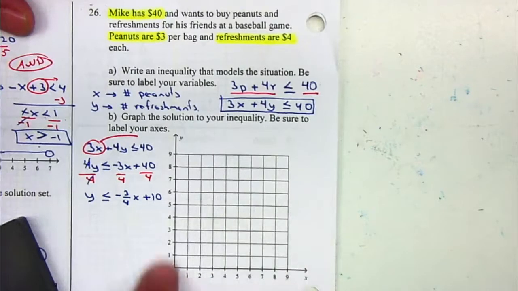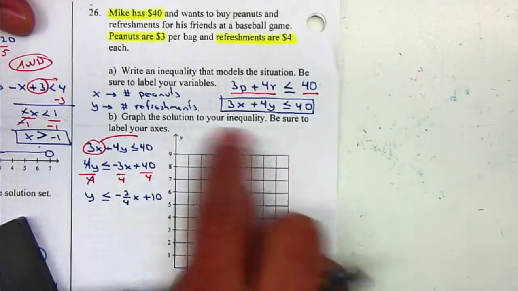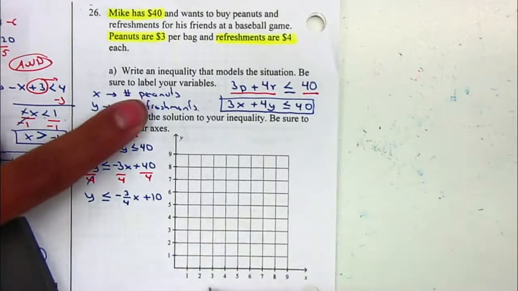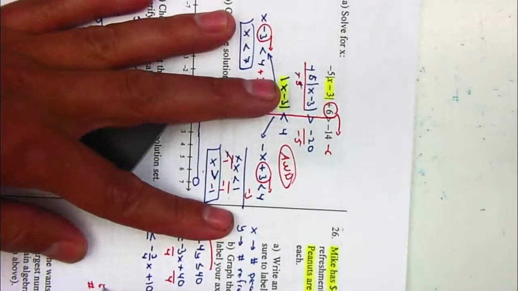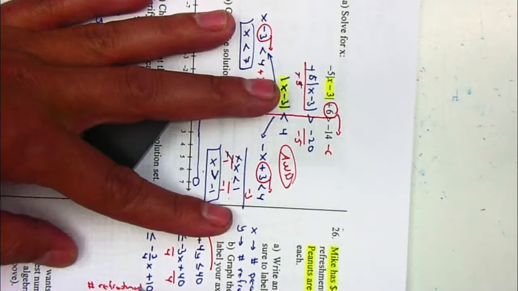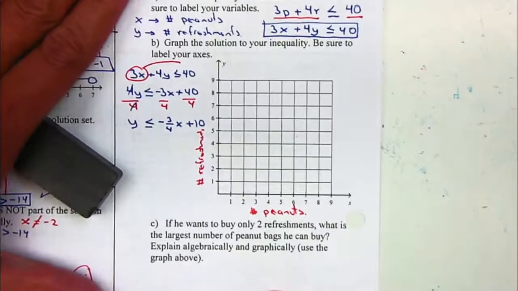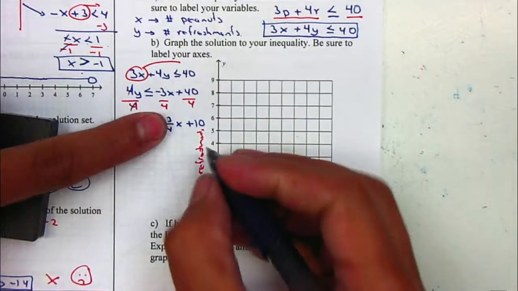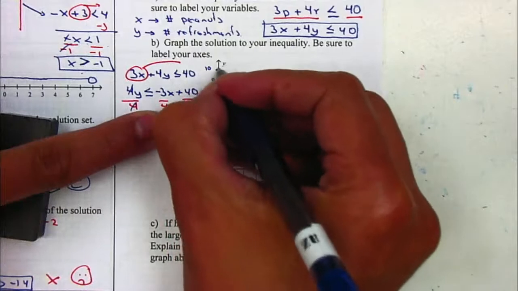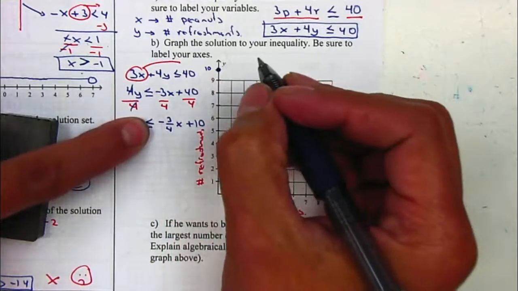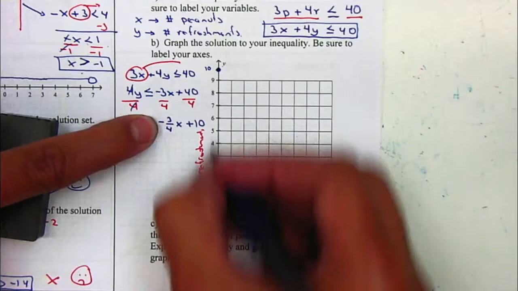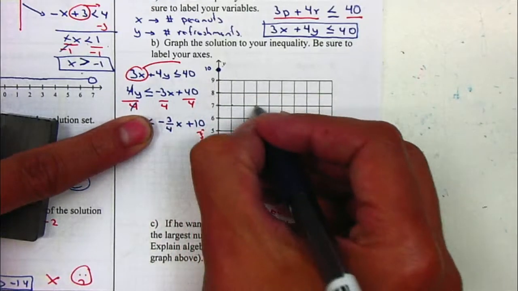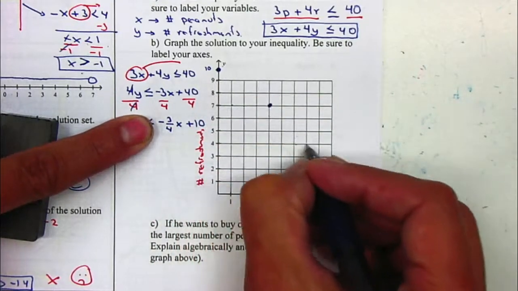Now it is a good idea to label your x and y axis just as it shows here. Your x is your number of peanuts, and your y will be the number of refreshments. Now let's go and graph it. The y-intercept is 10, so let's make it 1 more. And my slope is down 3, to the right 4. So it does fit, so we don't need to change the scale. So down 3, 1, 2, 3, and 1, 2, 3, 4.